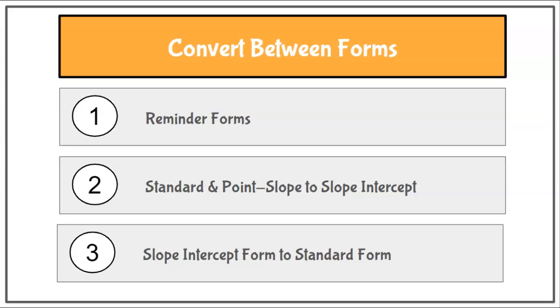In this lesson, we're going to talk about how to convert between the different forms of linear equations. We're going to go through a quick reminder of what those forms are, and then we're going to talk about how to go from standard form and point slope form to slope-intercept form, and then slope-intercept form to standard form.